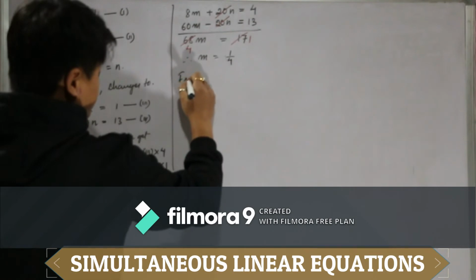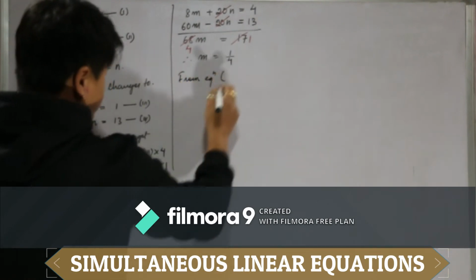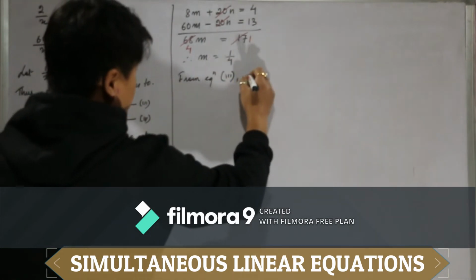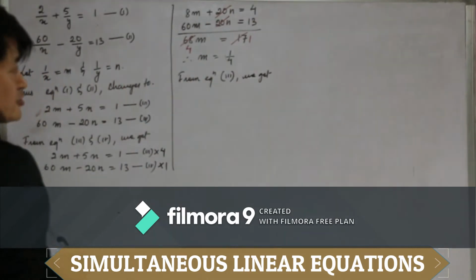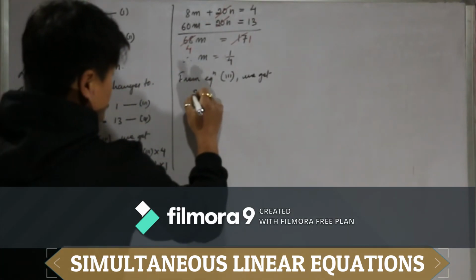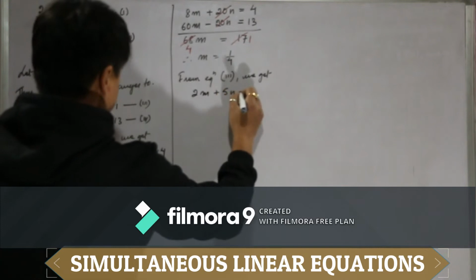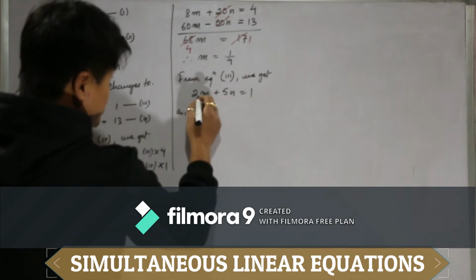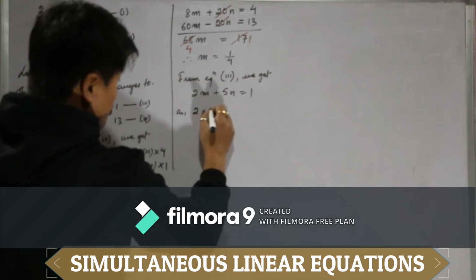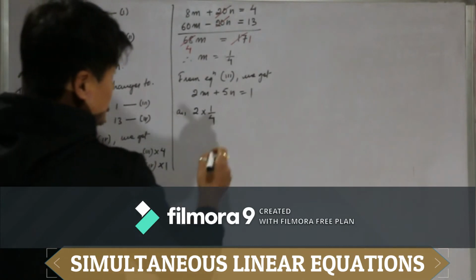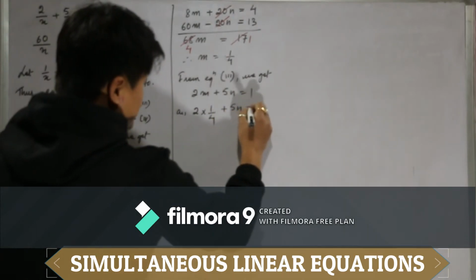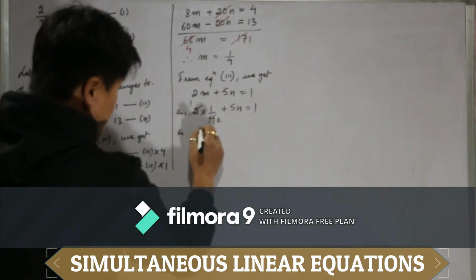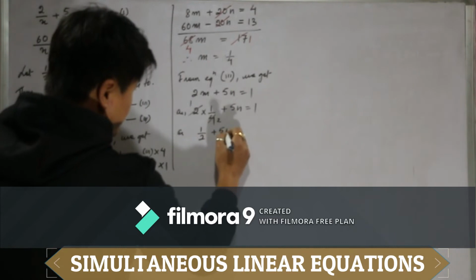Now, from equation 3, it will be easier. We have to substitute the value of m in equation 3 here. 2m plus 5n is equal to 1. Here 2m will be how much? 2 into 1 by 4, because m is 1 by 4, plus 5n is equal to 1. So 2 1s are 2, 2 2s are 4, so we'll get 1 by 2 plus 5n is equal to 1.